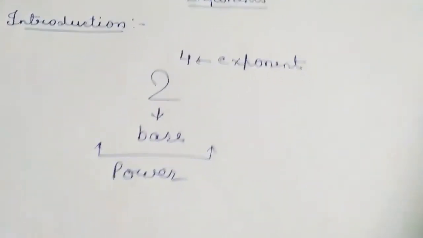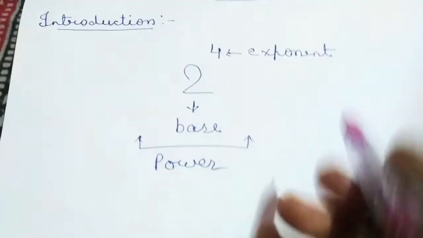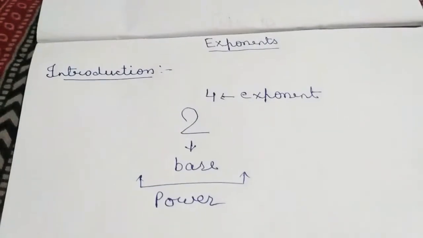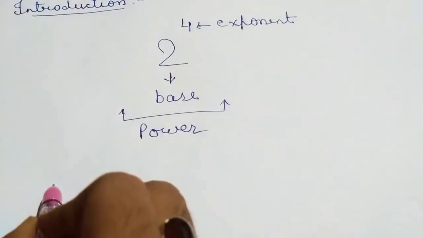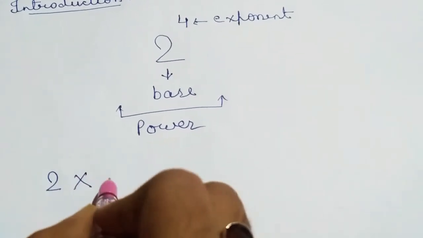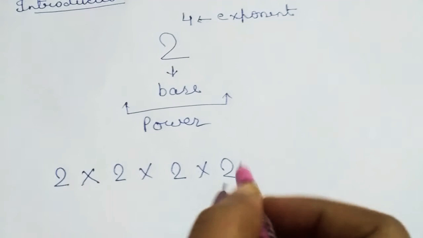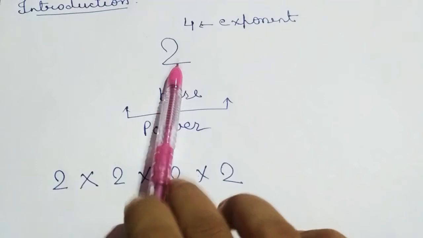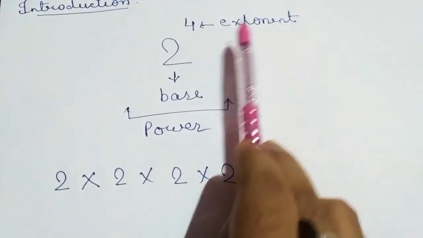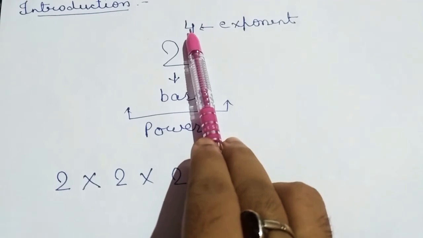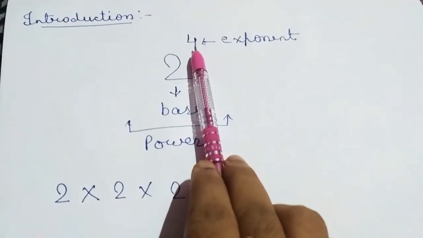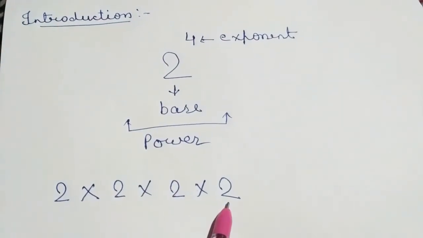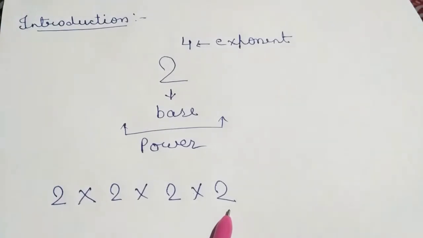What is the meaning of this? This means that here 2, 2, 2, 2, this number is repeating. How many times? Exponent tells us how many times. Here the exponent is 4. So 2 is repeating here 4 times. 1, 2, 3, 4. This is now the expanded form.